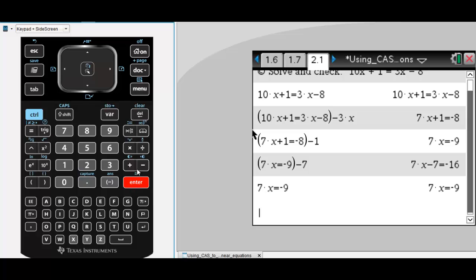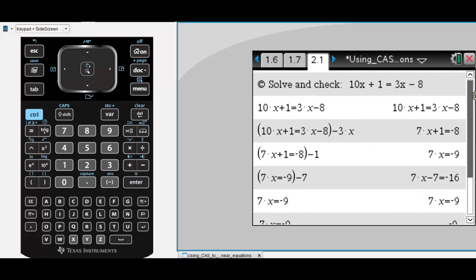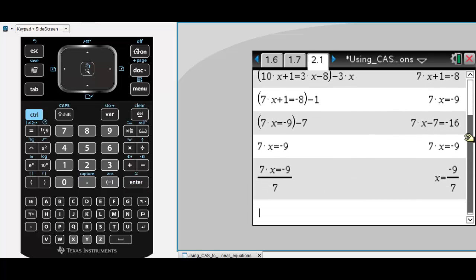And now we're going to go ahead and divide both sides by 7. And we get an answer of x equals -9/7. To check this one is not going to be very nice. It would be hard for students to do by hand or mentally for sure. So there are a couple different ways to do this. I'll show one here and I'll show another way on the last example.